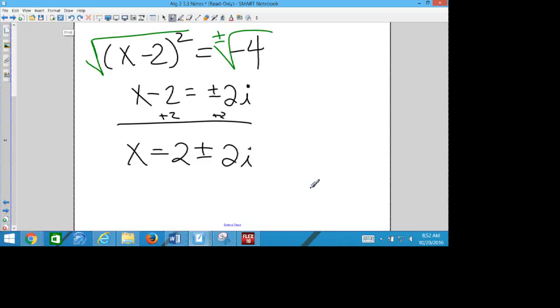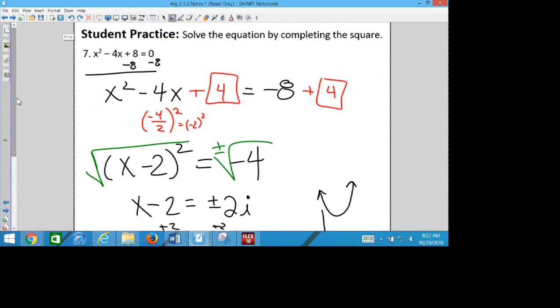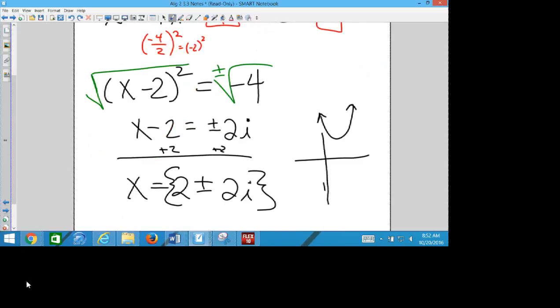Can I add together a real number with an imaginary number? No. So I can't do anything else. These are my 2 answers. I'm just going to put them in the brackets. Do you know what that would look like on the graph if these were the x-intercepts? Would this one be above it or below it? Well, what's the a value? It's opening up, so this would have to be above.